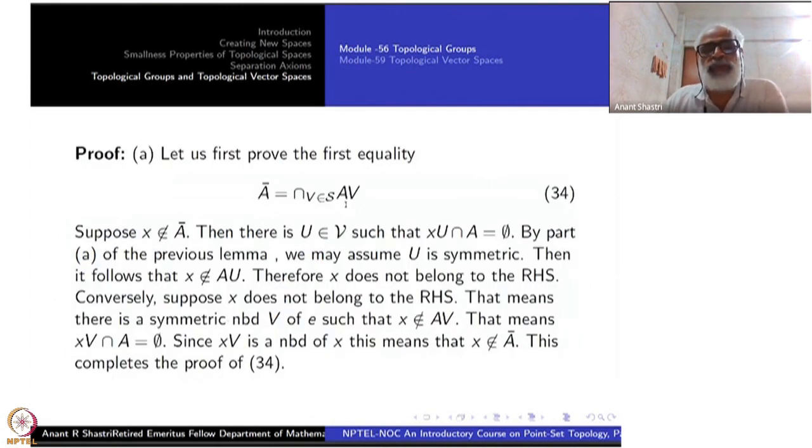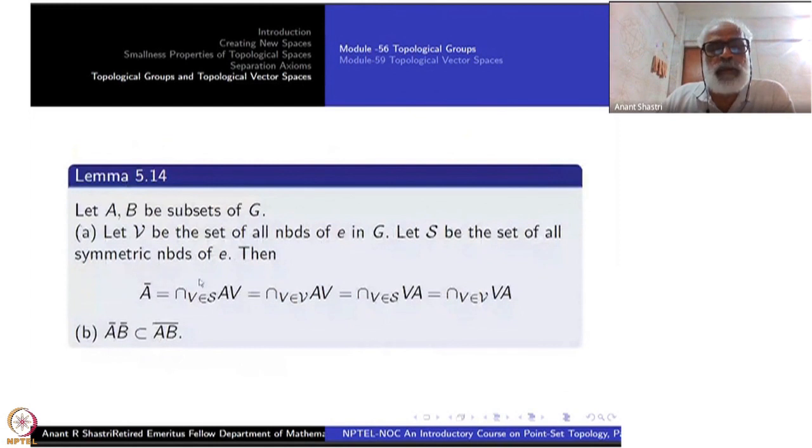Let us first prove the equality. The first one, what is the first one? A bar equals the intersection of AV over V belonging to S, where S is only symmetric. Okay, what is the meaning of A bar?